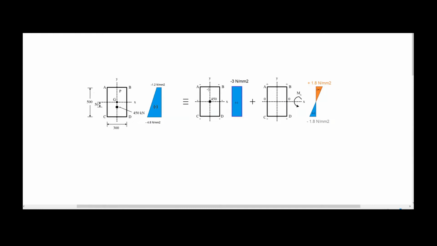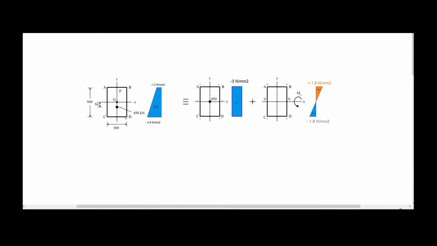So if you want to do the analysis in this fiber AB, here in the original cross section, you will have to combine -3 plus 1.8, and this is equal to -1.2. So you can have a diagram as well of combined stress in here, with this value in this fiber in particular.